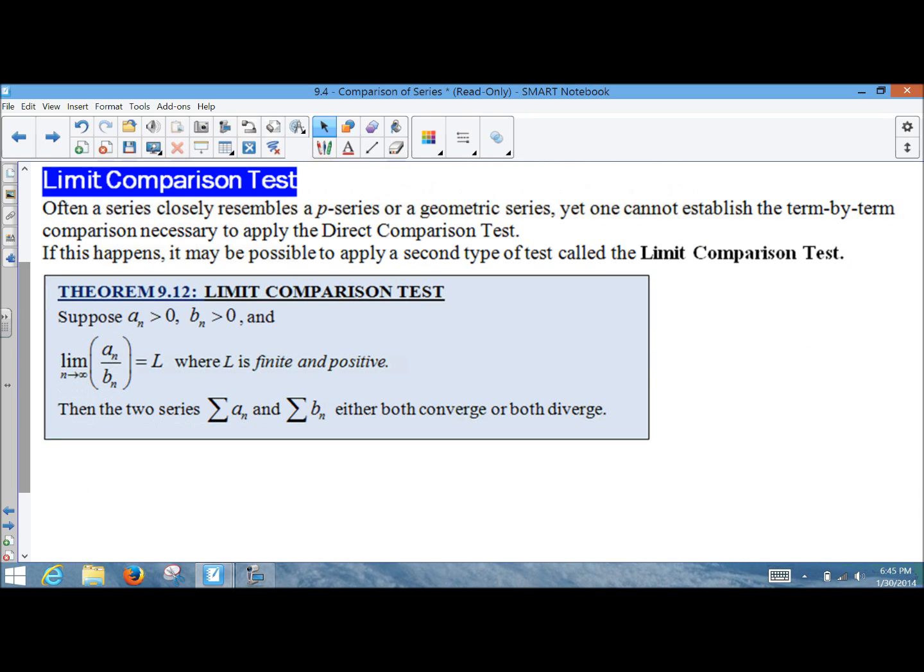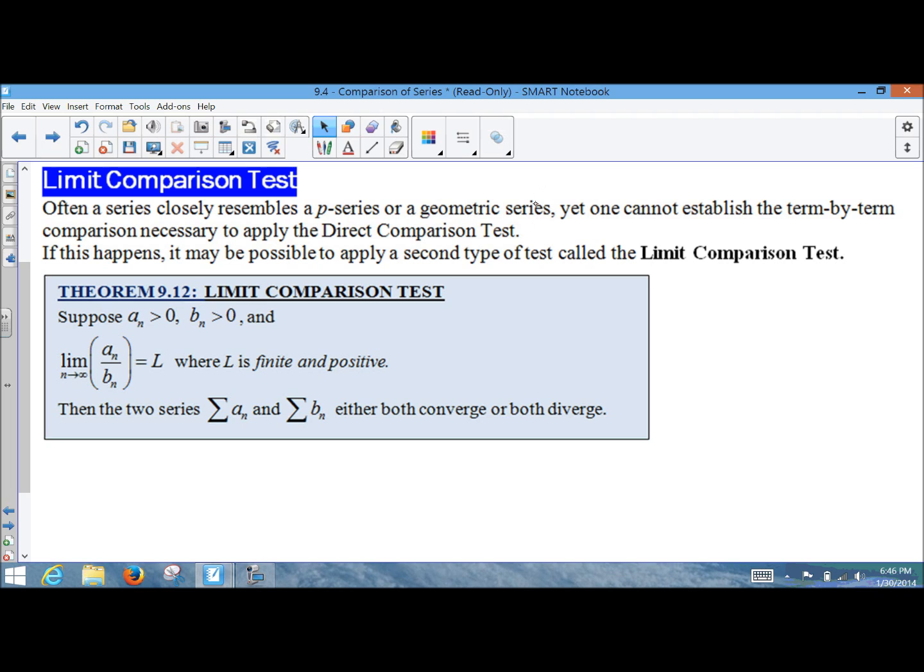And it's actually a very clean, concise, easy to use test. We have just spent time talking about the direct comparison test at the beginning of this section. And what we sort of find out from time to time is that often a series will closely resemble, let's say, a p-series or a geometric series, but it's a little tricky to establish the term-by-term comparison necessary to apply the direct comparison test.